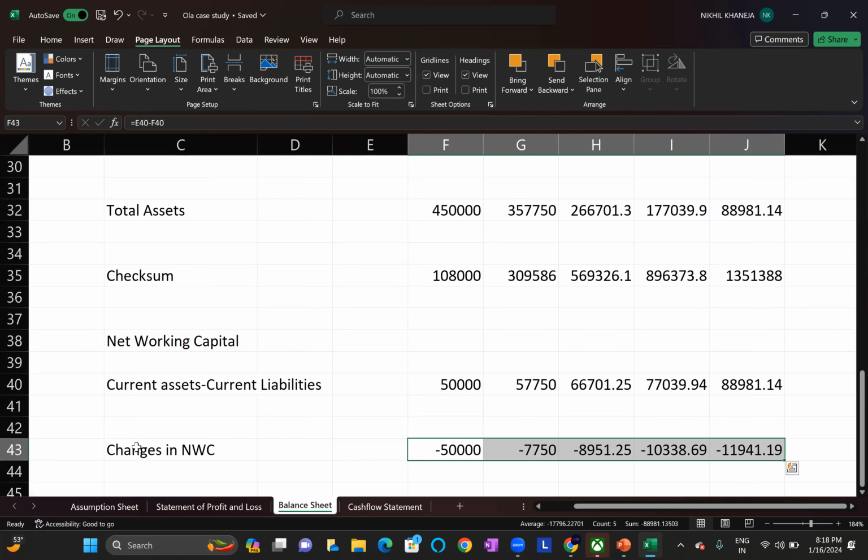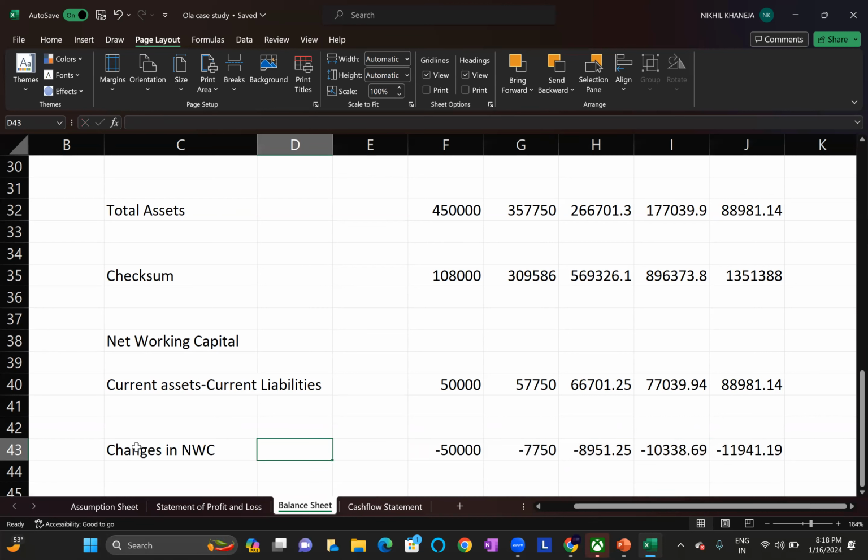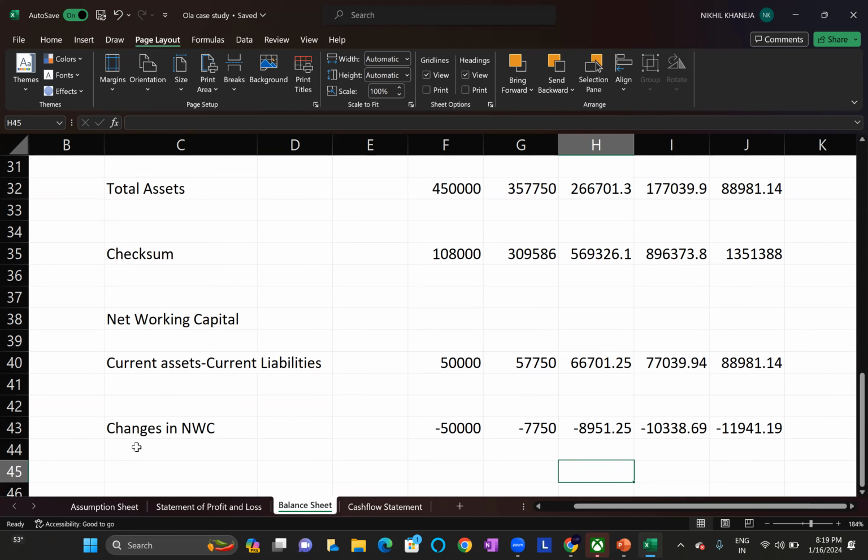This amount shows how much amount has been invested in current assets. It means it shows how much more of your amount is invested in your current assets, which is yet to be released. That's why it is coming negatively, because in comparison to previous year, you have invested 50,000 more. And in comparison to previous year, in the second year, you have invested 7750 more. Then again, in comparison to previous year, you have invested 8951.25 more. So it shows how much your working capital is blocked in your business.